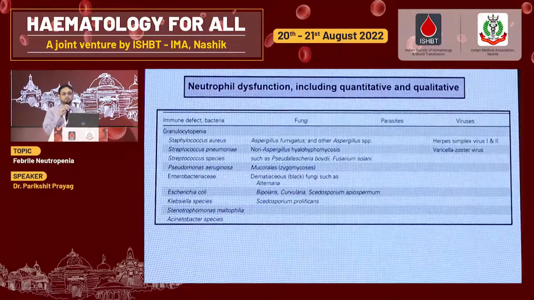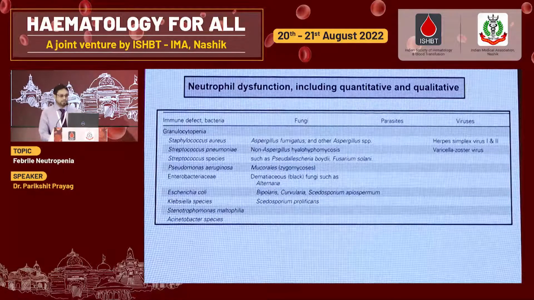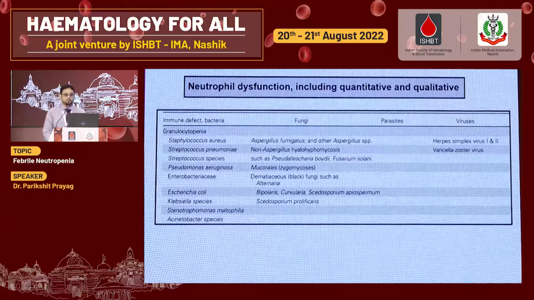So let us look at the approaches towards these patients quickly in a couple of minutes before we go over to the management of febrile neutropenia. Now, I have a patient who has neutrophil dysfunction, including both quantitative and qualitative. An AML patient presenting with neutropenia is the classic example of a patient who has both qualitative as well as quantitative neutropenia.